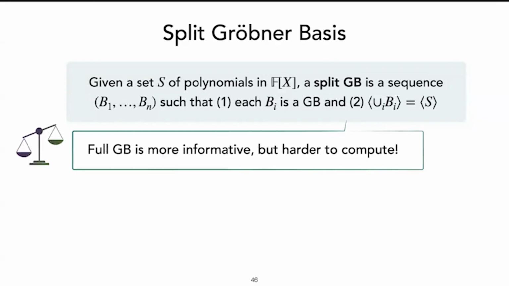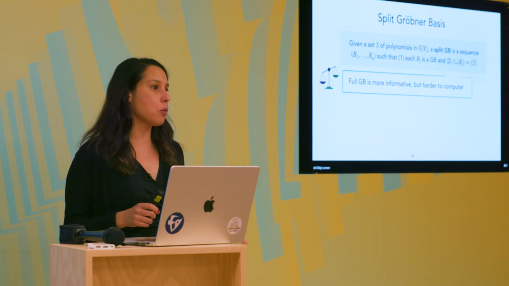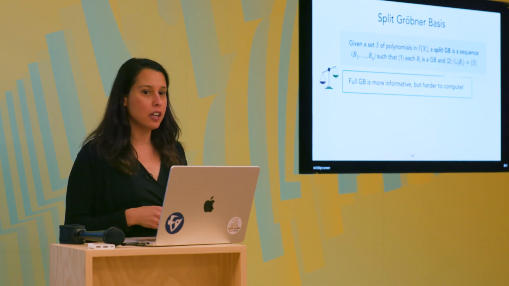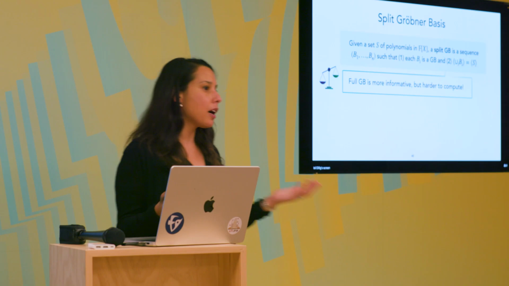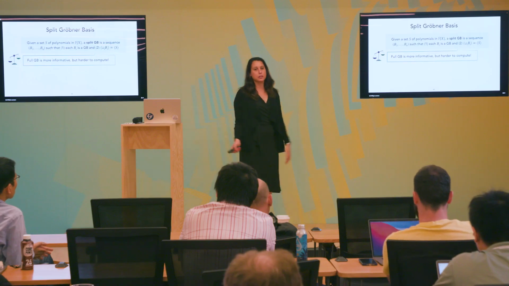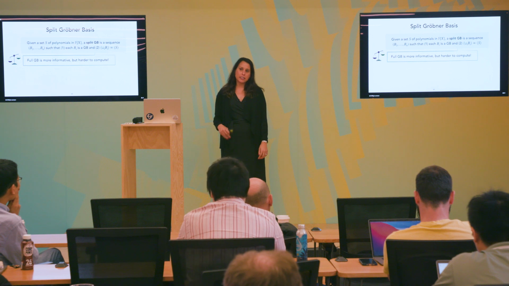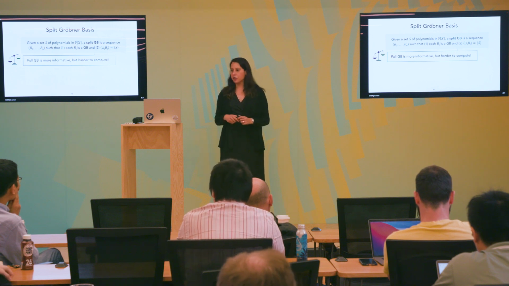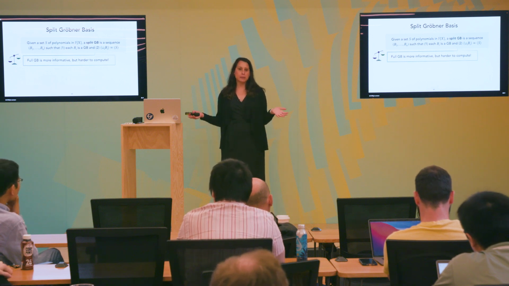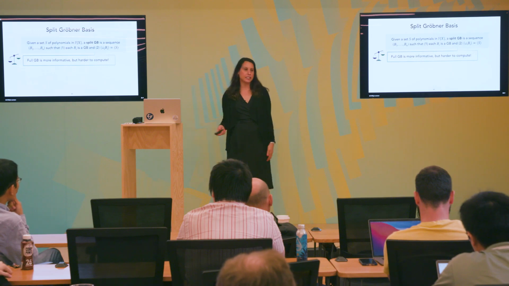And there's a trade-off here. In general, if you can compute a full Grobner basis, as we will see, it contains more information. That's more useful, but it's harder to compute. There are problems where the computation will blow up. On the other hand, the split Grobner basis is not as informative as the full Grobner basis, but hopefully we can split it up in such a way that it will be easier to compute.